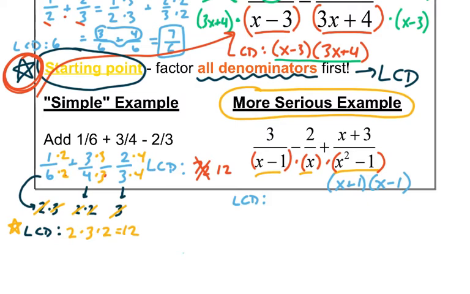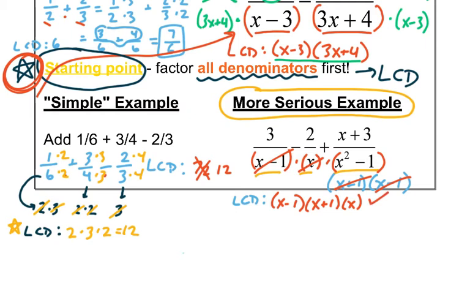I see the x minus 1 is common here and here. So I'll take an x minus 1. Now I don't see any other factors that are common in more than one spot. So what we have left are just the leftovers. So I have a leftover in x plus 1. And I have a leftover of just an x. That, my friends, is going to be my lowest common denominator.